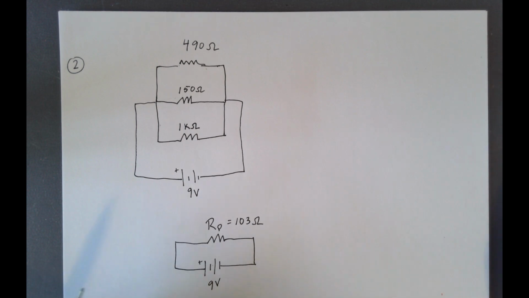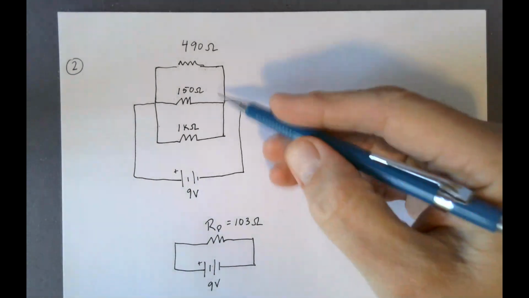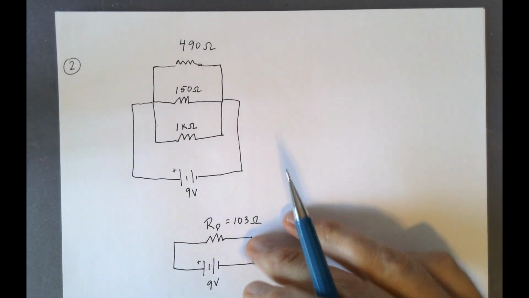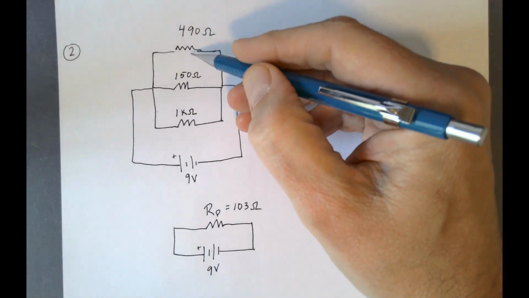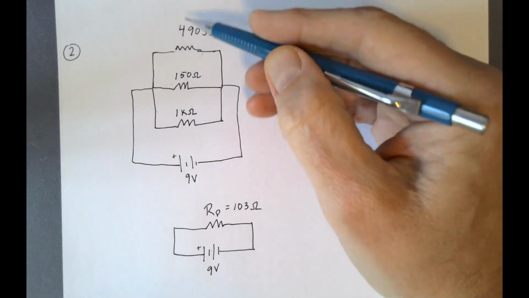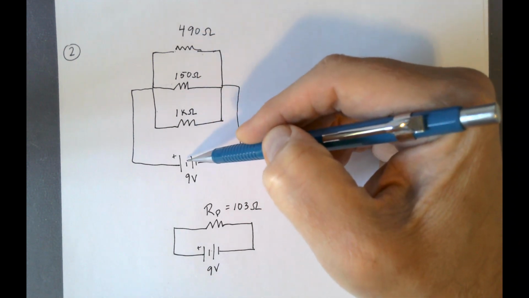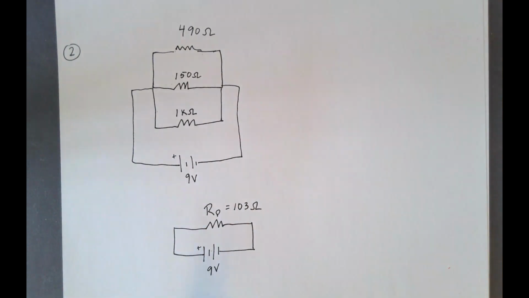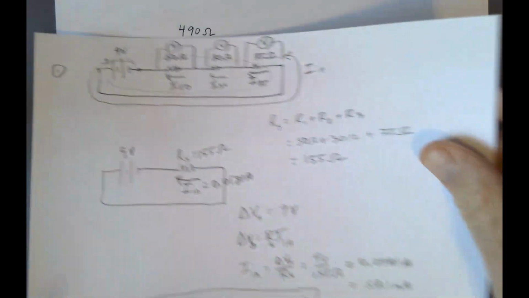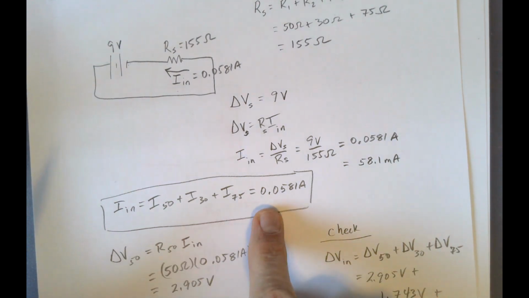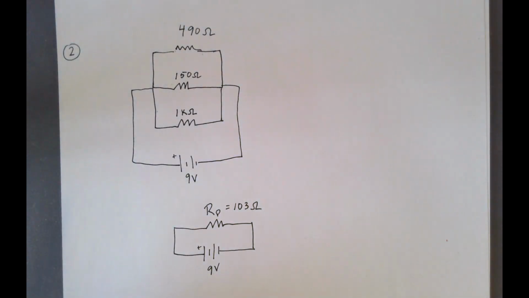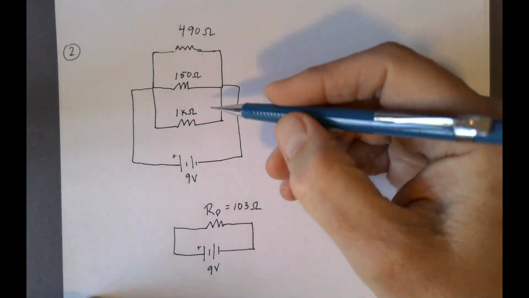All right, so now let's get to the problem. This hopefully is an easy step for you. Now let's get to the harder part. What is the current going through each of these resistors, and what is the voltage drop across each? In the previous problem we had resistors in series, and if you recall, the currents going through each resistor were the same. Here, that's not going to be the case.